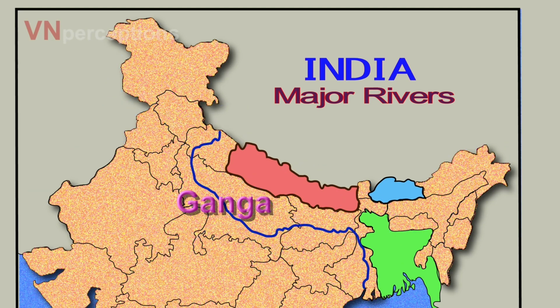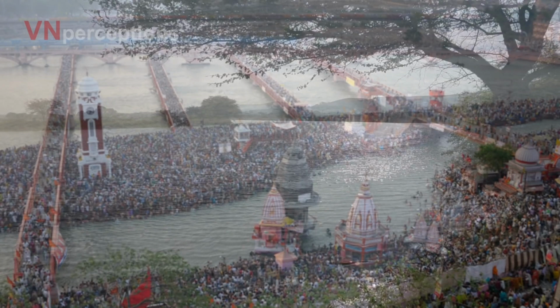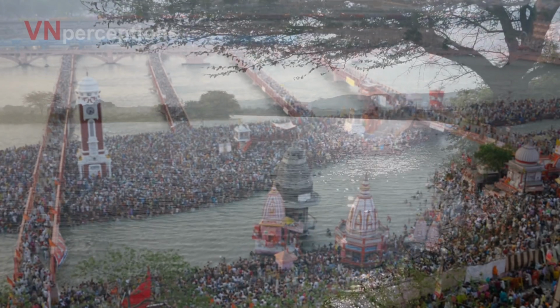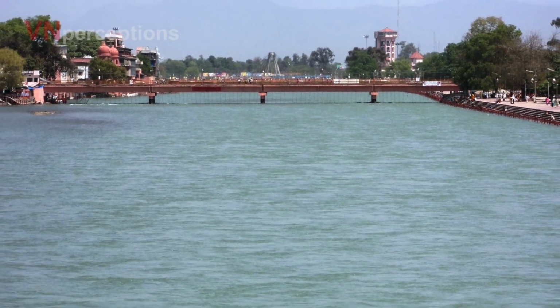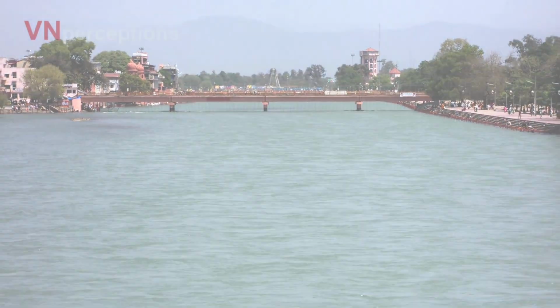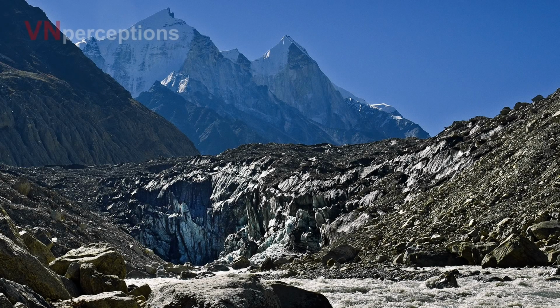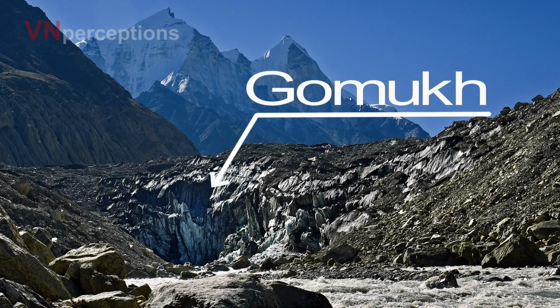River Ganga is the longest and the most important river of India. It is 2,525 kilometers long and it flows through the states of Uttarakhand, Uttar Pradesh, Bihar, Jharkhand and West Bengal. River Ganga is the most sacred river to Hindus. It is also a lifeline to millions of Indians who live along its course and depend on it for their daily needs. River Ganga originates from Gangotri Glacier at Gomukh.